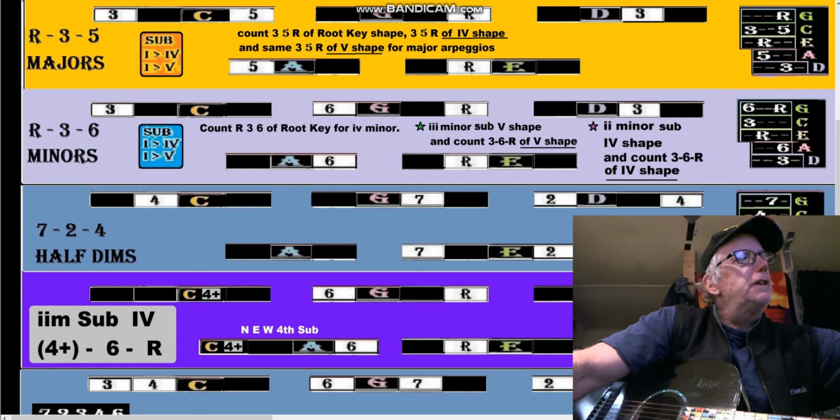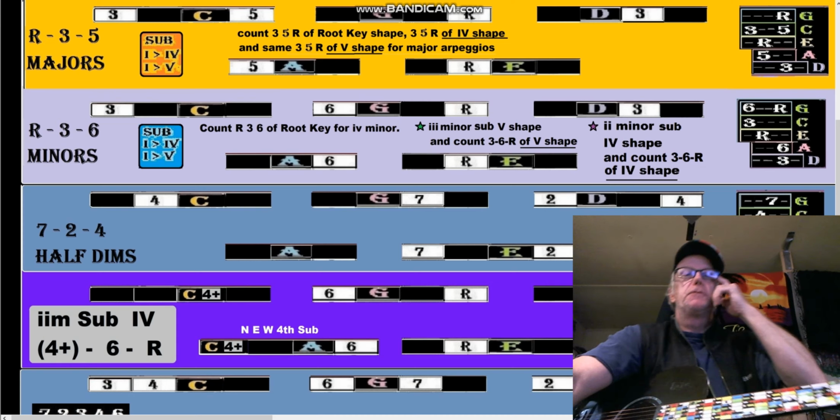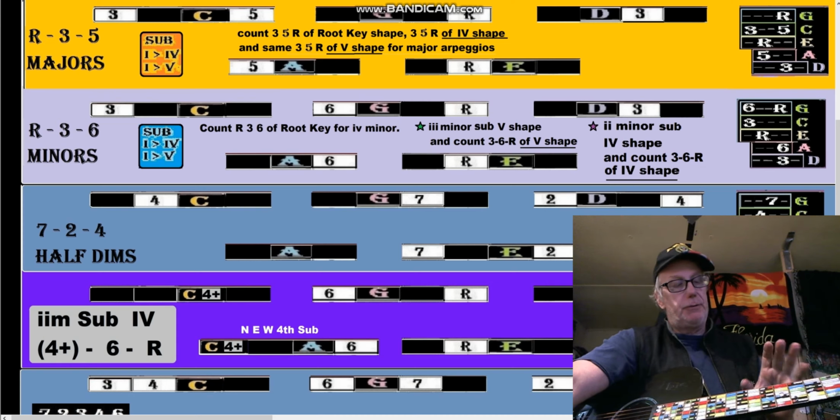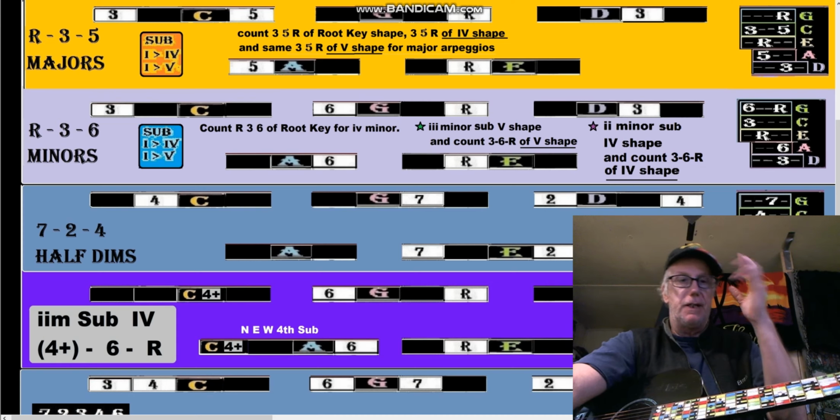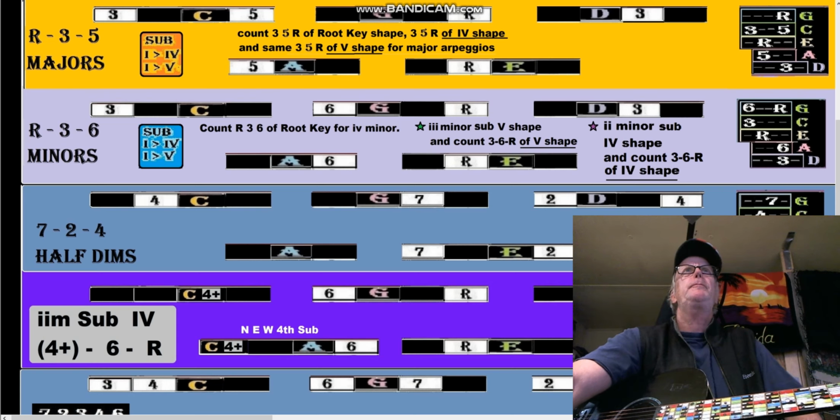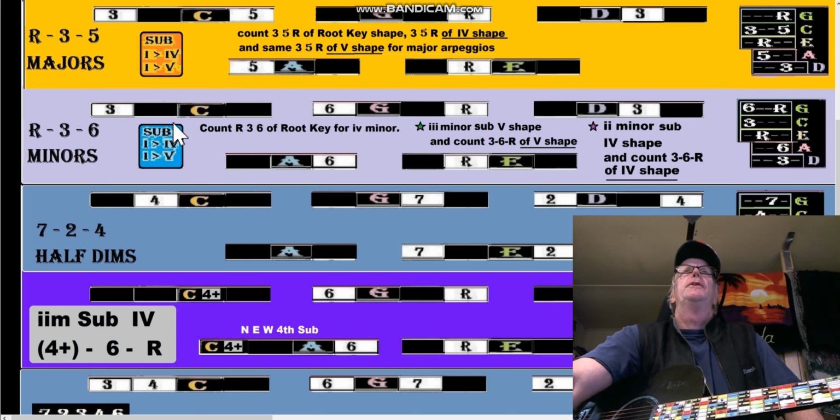I'll tell you, music gets a little confusing sometimes, and that's why we have to try and choose the best method so we don't have so much going on in our head. What's the fifth of the fourth of the fifth? What's this shape, this, that? You get confused. I get confused. So you keep it simple.